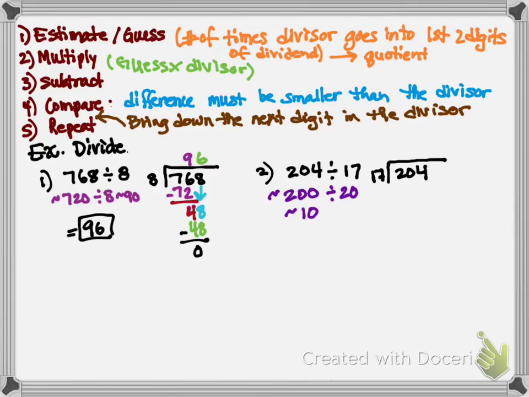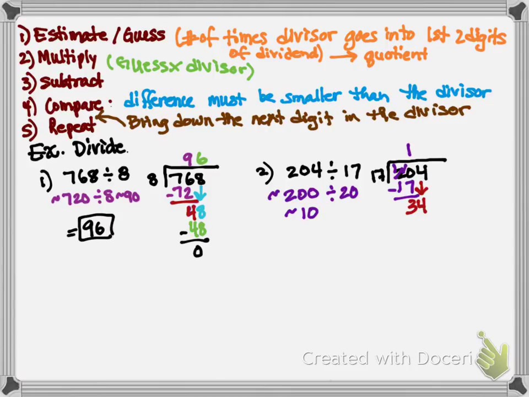So I'm going to go ahead and start. 17 can't go into 2, but it can go into 20 once. Then I write 17. I do my subtraction. I rename if I need to. This one I need to rename. And when I do the subtraction, I get 3. Okay, 17 is definitely bigger than 3. Bring down the next digit. And then how many times does 17 go into 34? Well, that ends up going in twice.